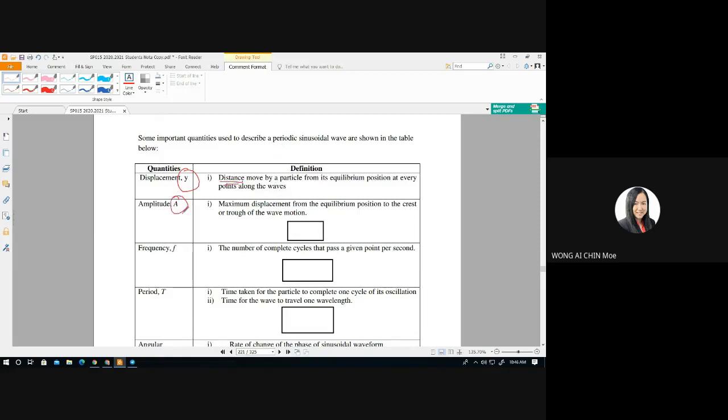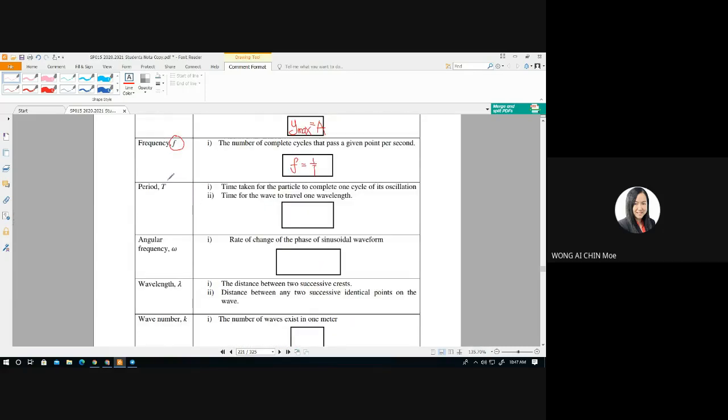Okay, amplitude. Actually, we already learned during chapter 9. Amplitude is the maximum displacement, so we write y maximum equals A. A is the amplitude. Frequency is the number of complete cycles that pass a given point per second, so your frequency is 1 over period. And your period, masa untuk satu ayunan lengkap, is the time taken for the particle to complete one cycle of its oscillation. So our period will equal 1 over f.